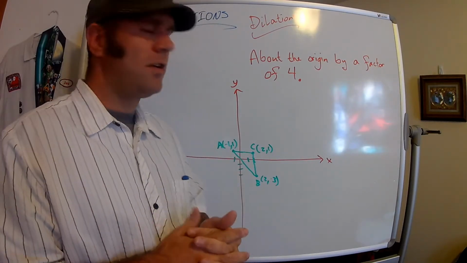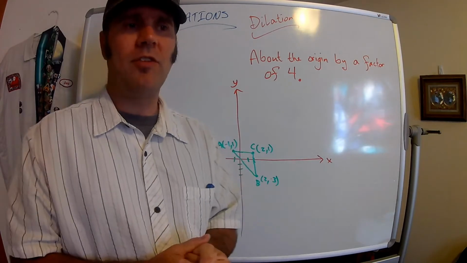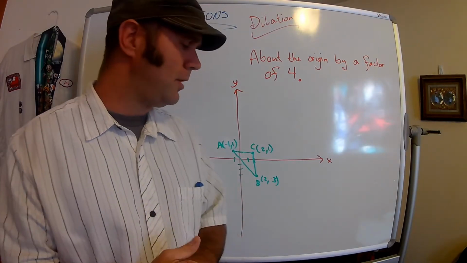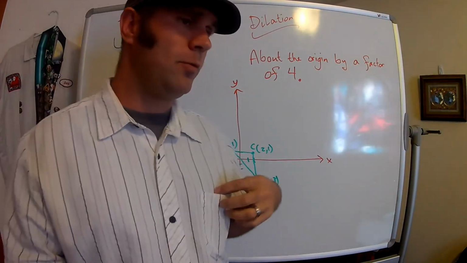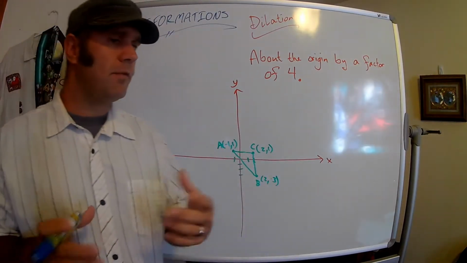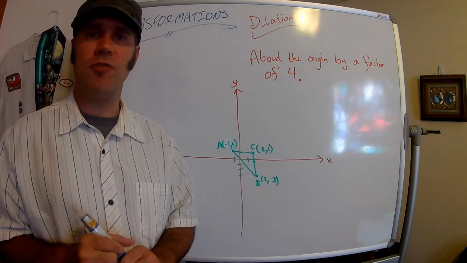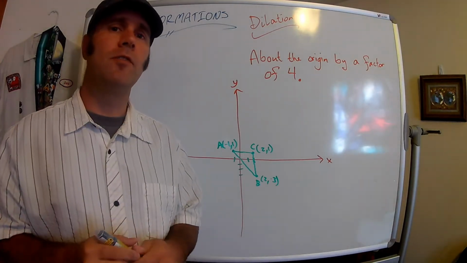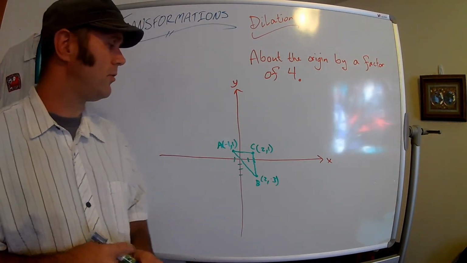So we don't have the congruent shapes. Instead, what we have are similar shapes in the end. Sometimes we'll get congruent shapes, and I will show you when that will happen. But for the most part, we should think of dilations as similar figures, not congruent figures.